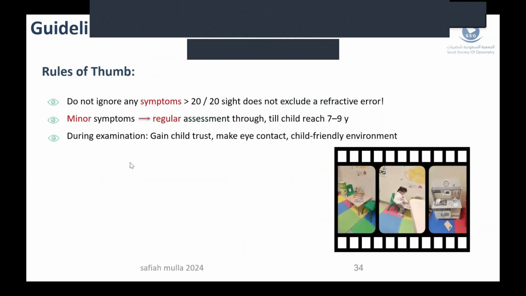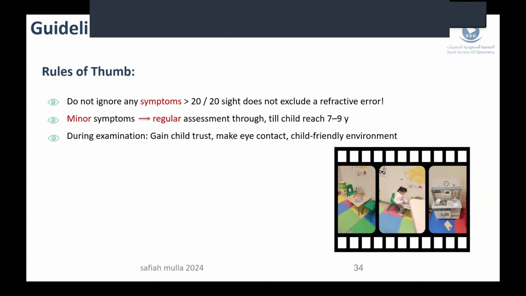There are some rules of thumb when you're working with a child in your clinic. We all know this, but I'm going to put it here. We don't ignore any symptoms. If the child has 20/20 sight and has a complaint, that doesn't mean that he has no refractive error. Maybe the child has a refractive error, but he overcomes this by accommodation, and that's why he has symptoms even though his visual acuity is 20/20. If he has minor symptoms and you don't want to intervene, then you need to have regular assessment until the child reaches 7 or 9 years of age.